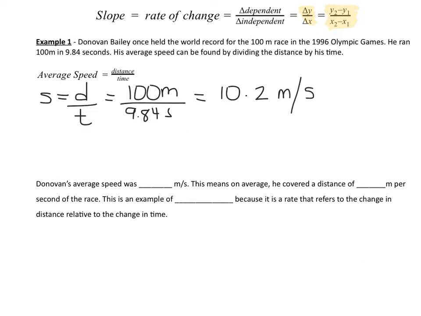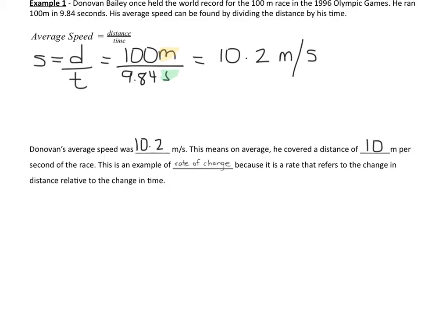So really it's just taking the unit that was in the numerator over the unit that was in the denominator. So that would be meters per second. So Donovan's average speed then was 10.2 meters per second. This means on average he's able to cover a distance of 10 meters per second of the race. And this is an example of a rate of change because it's a rate that's referring to the change in distance relative to the change in time.